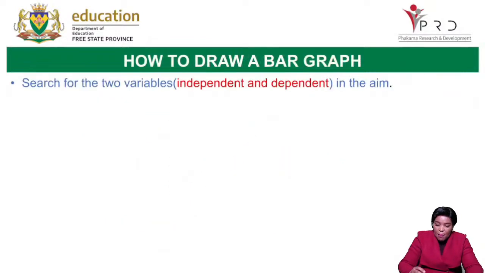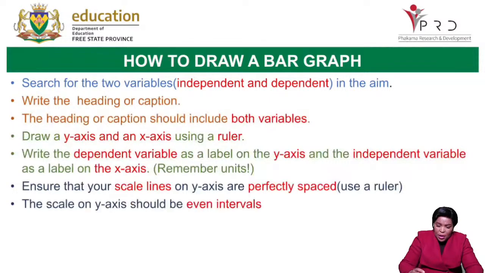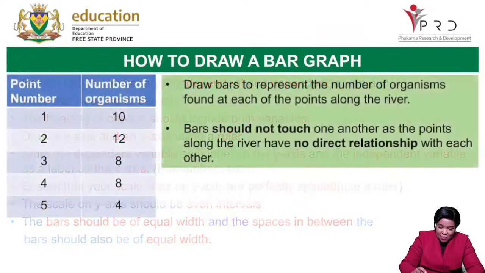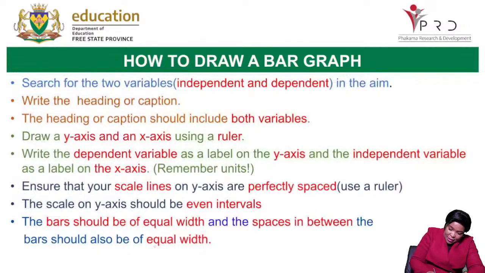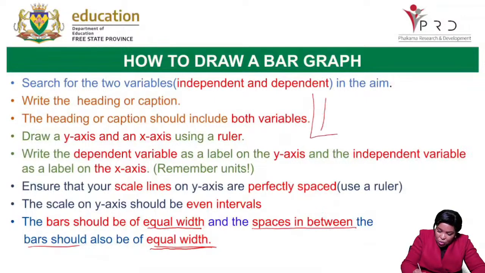Then moving on, bar graph. You still do the same. Now, the different thing is here. All of these are the same. This part here, the bars should be of equal width, and the spaces between the bars should also be of equal width. When you are drawing your graph, you don't want your bar graph to look like this.